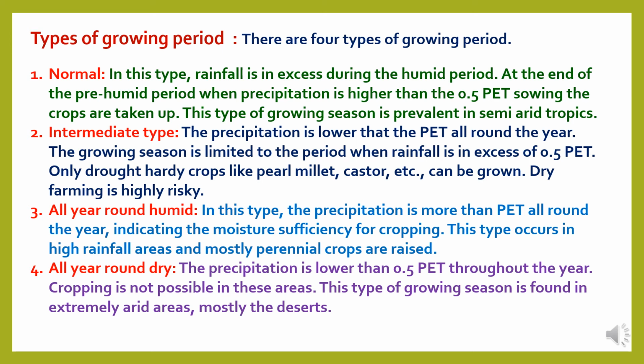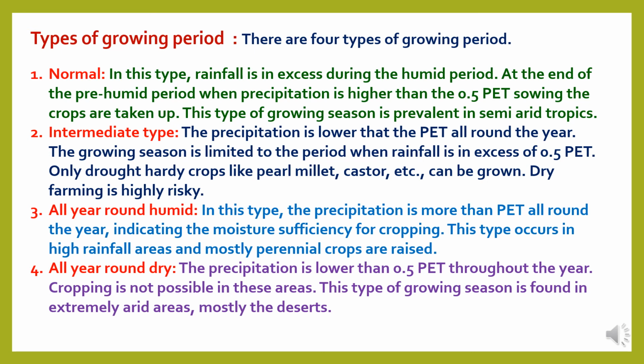Second is intermediate type. The precipitation is lower than the PET all year round. The growing season is limited to the period when rainfall is in excess of 0.5 PET. Only drought hardy crops like pearl millet, castor, etc. can be grown. Dry farming is highly risky.